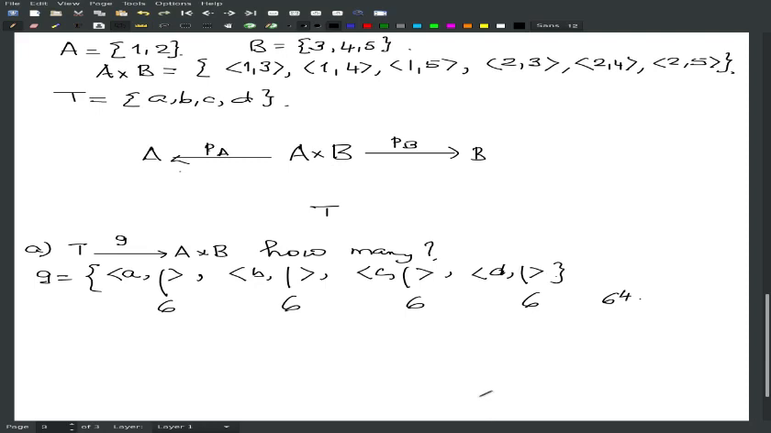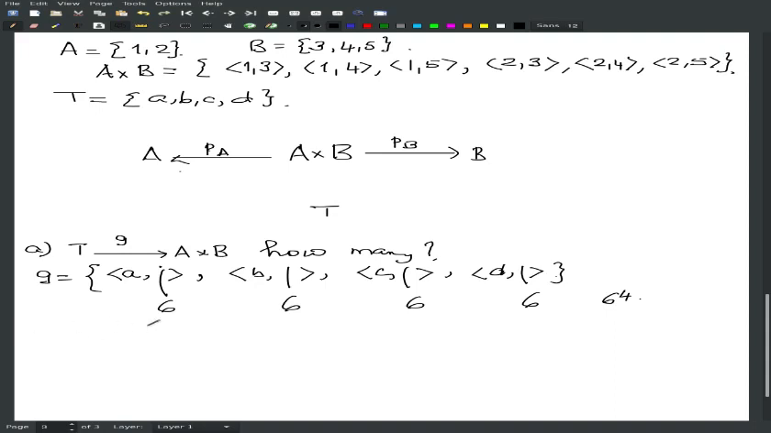Right? Each option, if you fix any of those elements of A cross B over here, each of them gives rise to further 6 choices over here. You fix that also. So therefore 6 times 6 times 6 times 6. So that is 6 to the power 4.